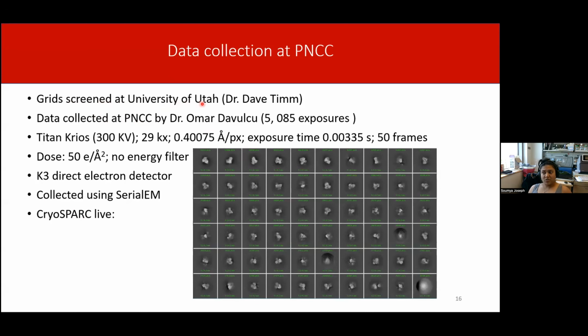Initially, the grids were screened at University of Utah. And then we sent the grids to PNCC, and Omar, who introduced me, was the SPOC who collected pretty much all my data. So we collected about 5K micrographs on a Titan Krios at super resolution. We collected 50 frames in each of the movies, and the electron dose was 50 electrons per angstrom squared. We did not use an energy filter. I think it was just easier to get on a microscope without an energy filter, so whatever. Beggars can't be choosers.